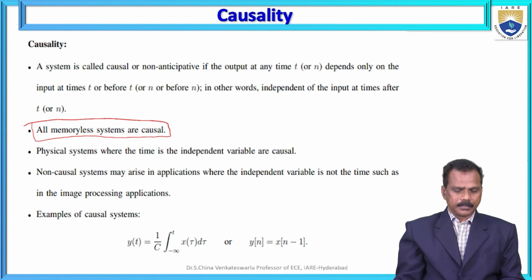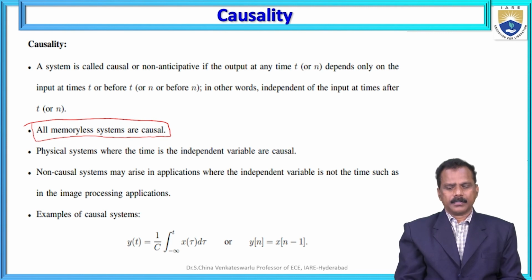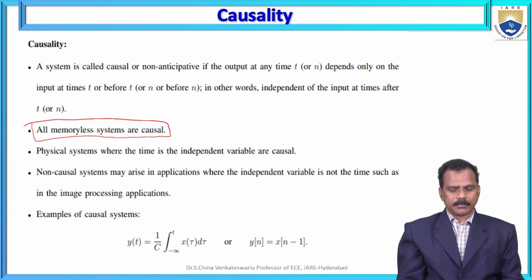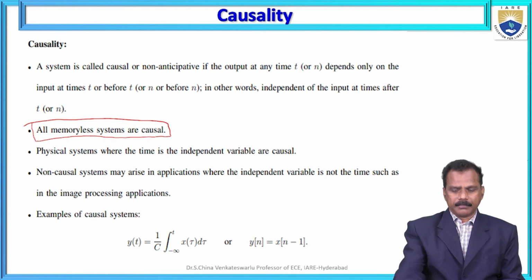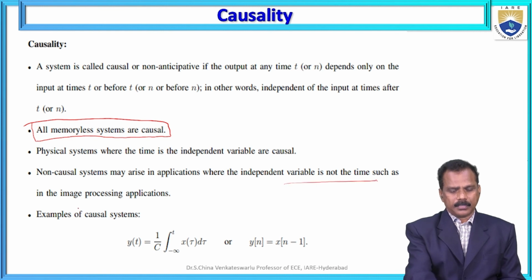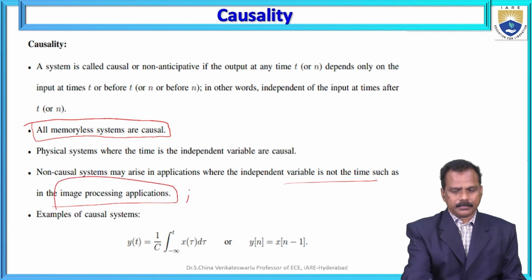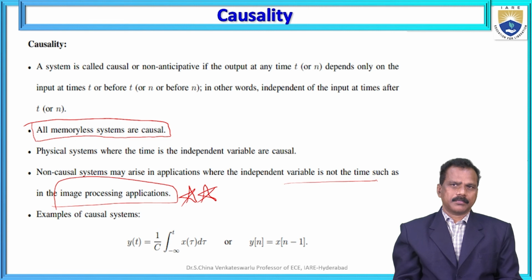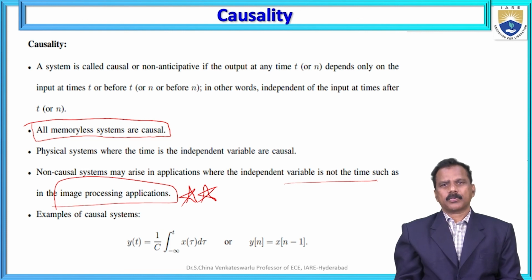Physical systems where time is the independent variable are causal. Non-causal systems may arise in applications where the independent variable is not time, such as image processing applications. So they are always using causal systems. Non-causal systems may arise in applications where the independent variable is not time, such as image processing.